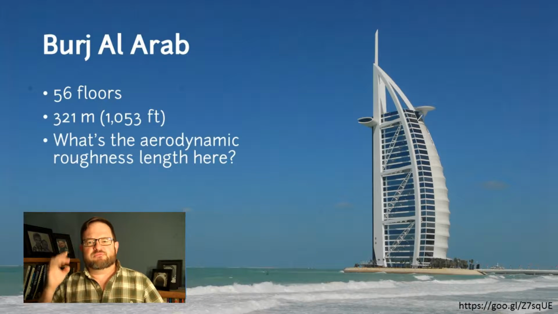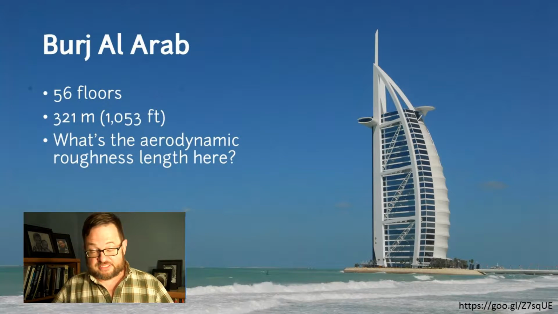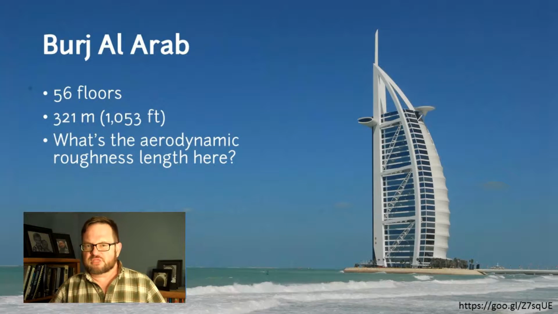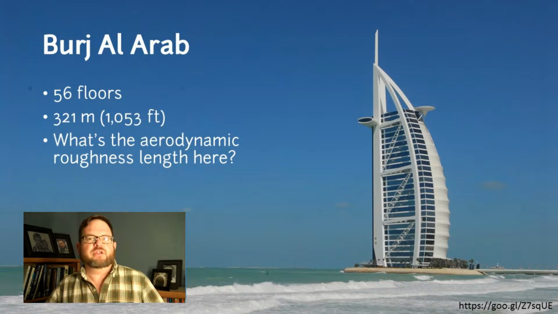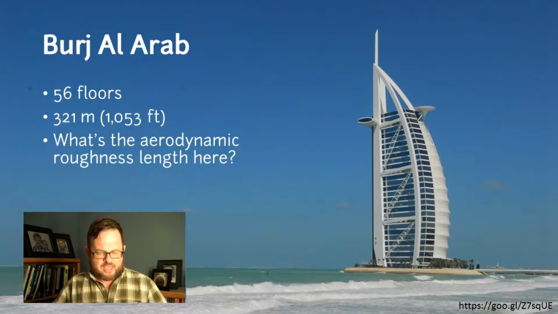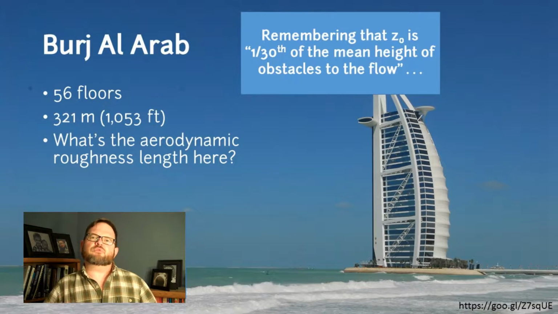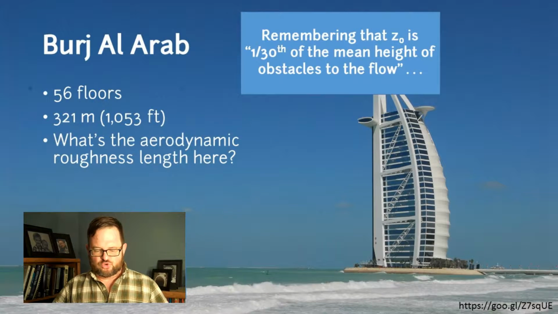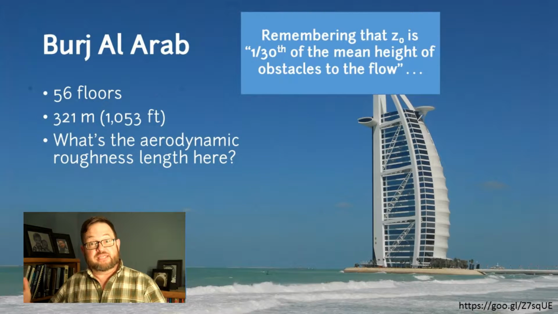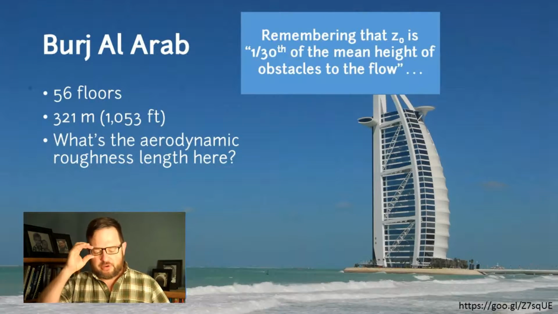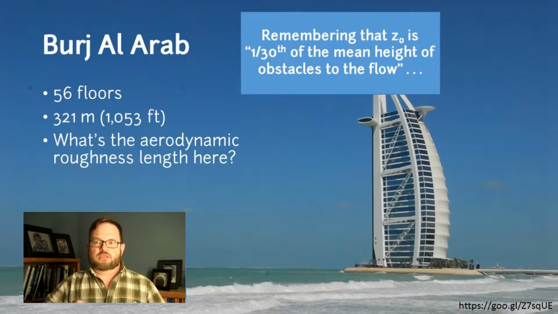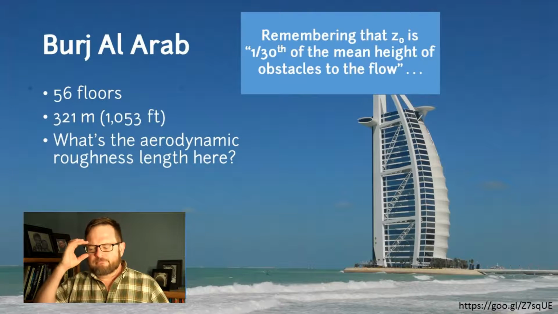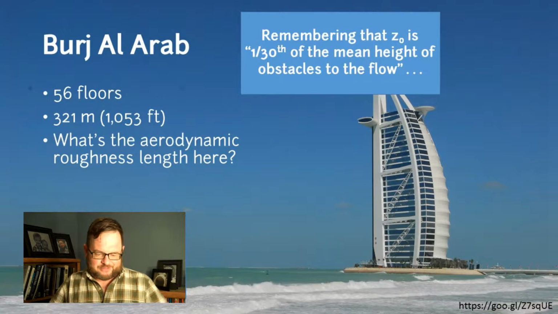Let's think about what this would mean for the aerodynamic roughness length. Z0, the aerodynamic roughness length, is getting to be an old friend at this point. We've been using it for lots of purposes all along the way, and we know that the aerodynamic roughness length should be something related to 1/30th of the height of mean obstacles to the flow in the area. Recognizing that 'in the area' can become a very difficult thing to define, but let's think about our obstacles.